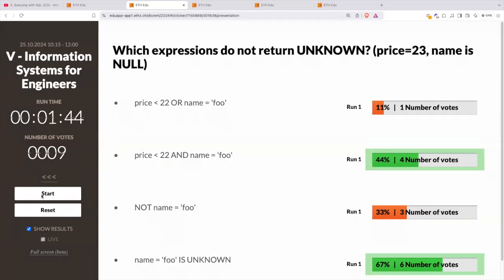And the first one, you see the difference, there is an or in there. So we're asking if either price is lower than 22 or name equals foo. The problem is that we know already that the price is not lower than 22 because it's 23. We would like at least one of these to be true. Well, the first one, that's already lost, right? So price lower than 22, we can throw it away. That's not going to happen. So the only one that's left is name equals foo, but that we don't know. So price lower than 22 or name equals foo is also unknown.